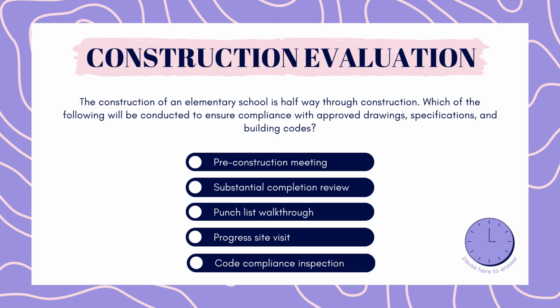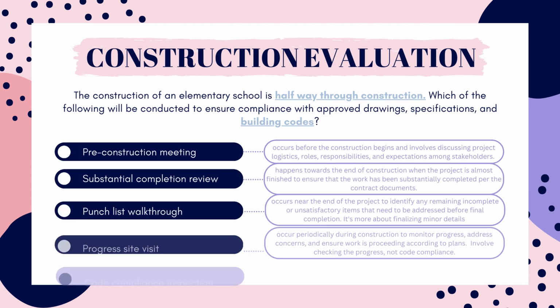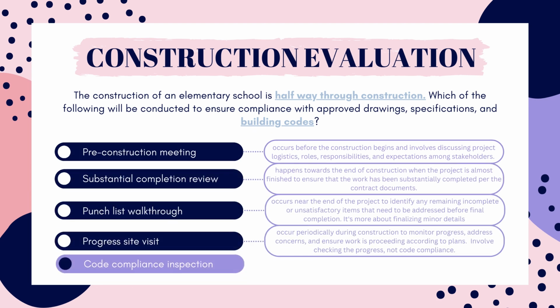And the correct answer is code compliance inspection. During the construction phase, a code compliance inspection is primarily focused on ensuring that the construction work aligns with the approved drawings, specifications, and relevant building codes and regulations. These inspections are conducted by qualified inspectors or authorities to verify that the construction meets the necessary standards for safety, structural integrity, fire codes, accessibility, and other applicable regulations.